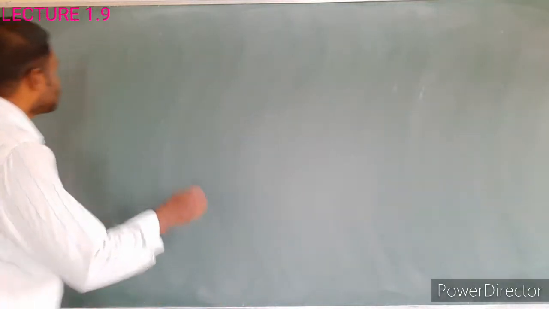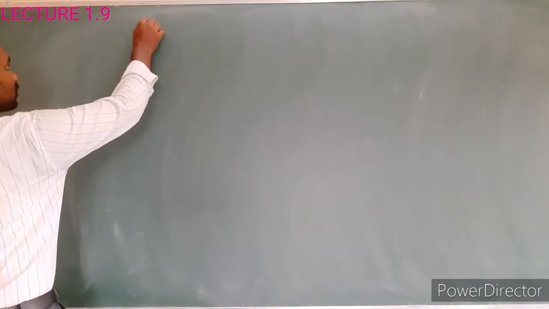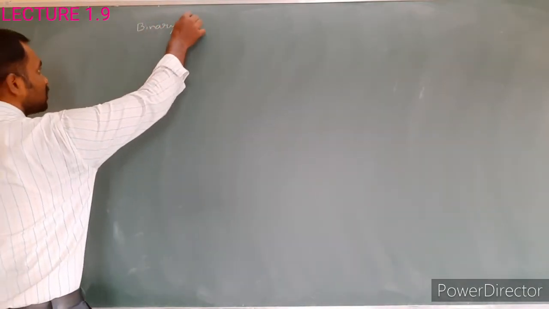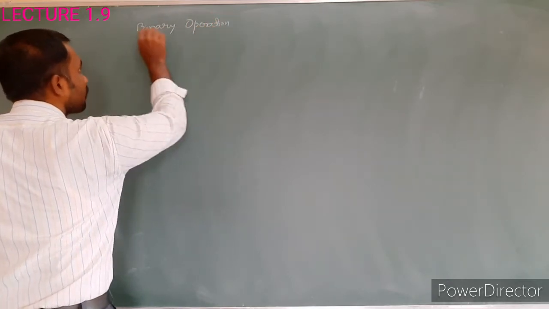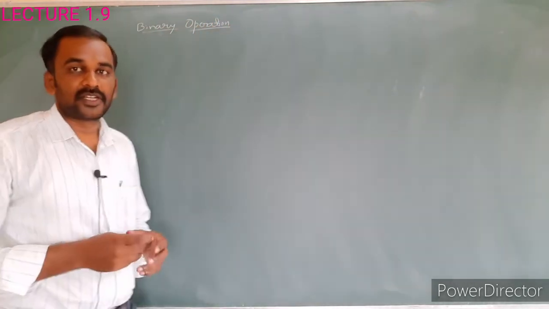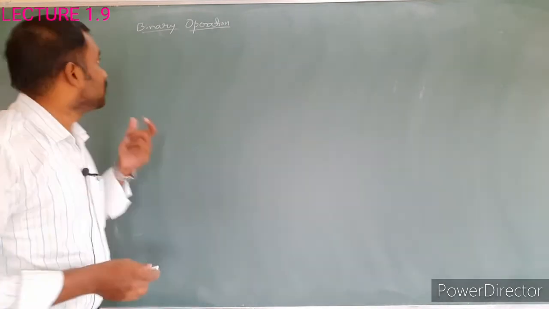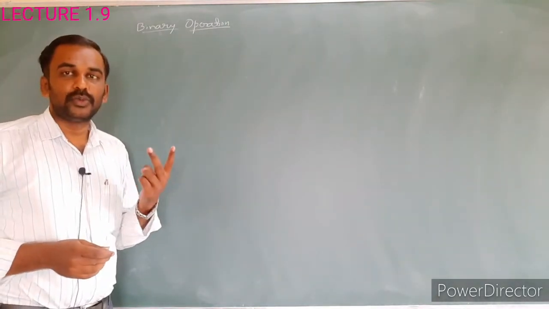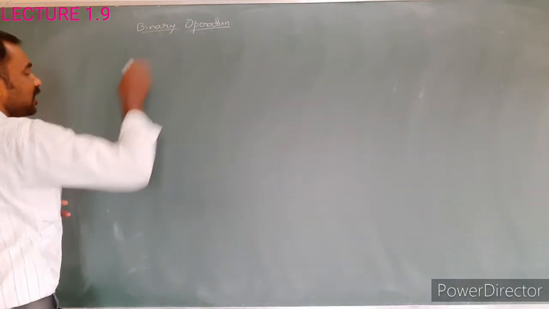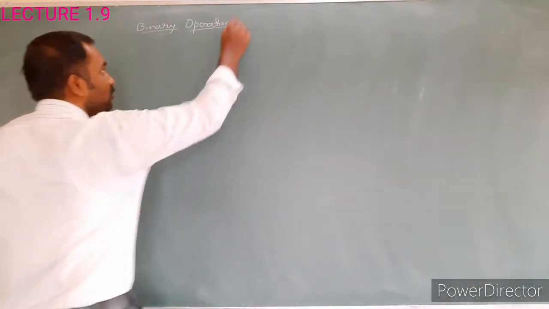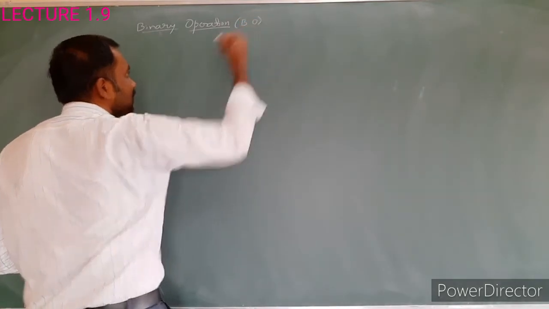Now in this video let us study the last concept in the first chapter, that is binary operations. Binary operation. What is a binary operation? Bi is nothing but a two element operation, binary operation. Okay, let us take the definition of the binary operation. Binary operation simply we can write as BO.